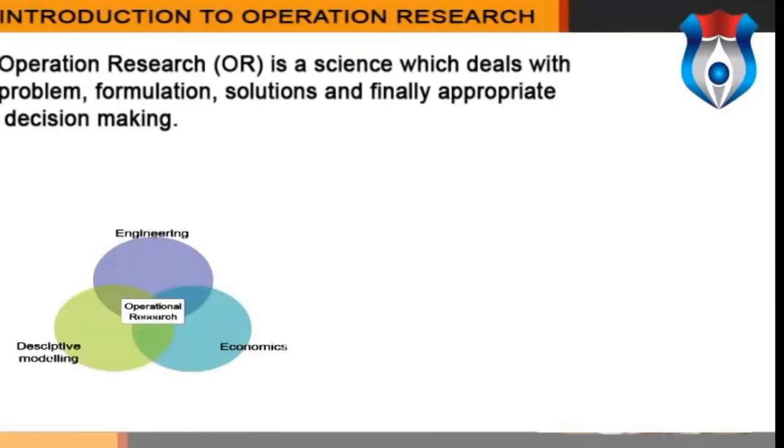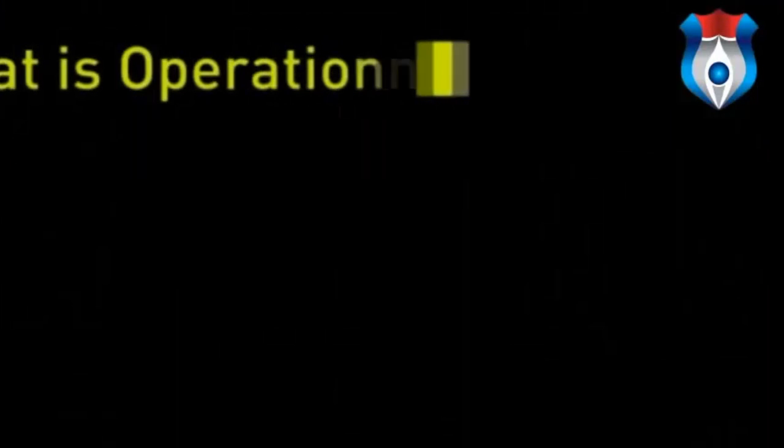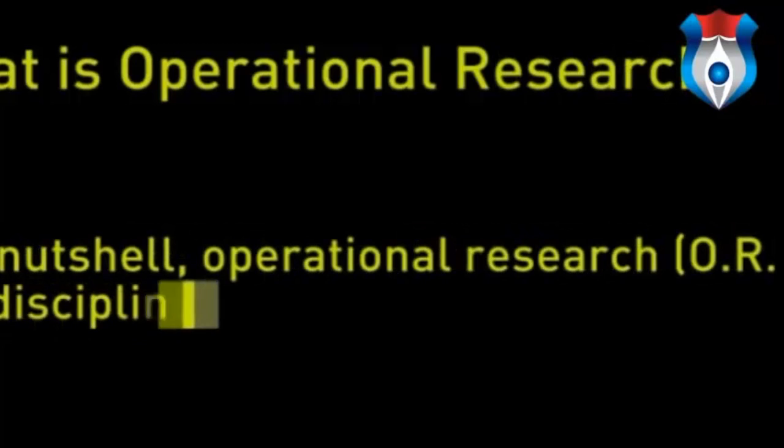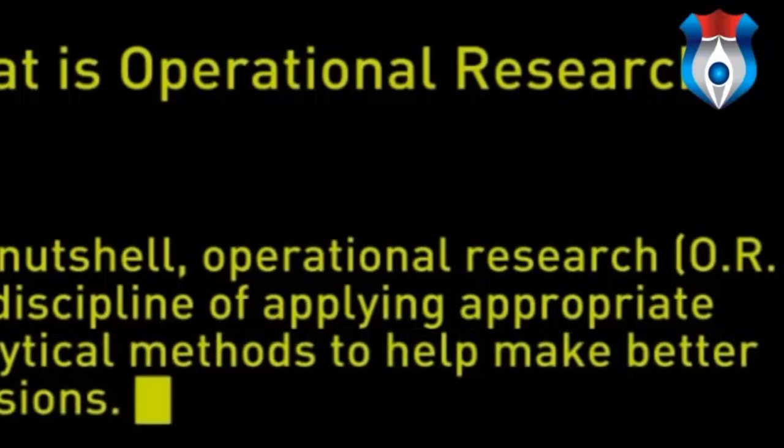Let us start with the Introduction to Operation Research. Operation Research (OR) is a science which deals with problem formulation, solutions and finally appropriate decision making. OR is the use of mathematical models, statistics and algorithms to aid in decision making. What is operational research? In a nutshell, OR is the discipline of applying appropriate analytical methods to help make better decisions.